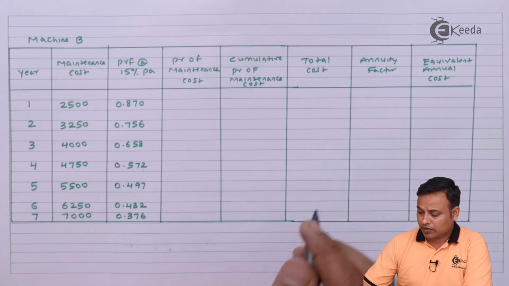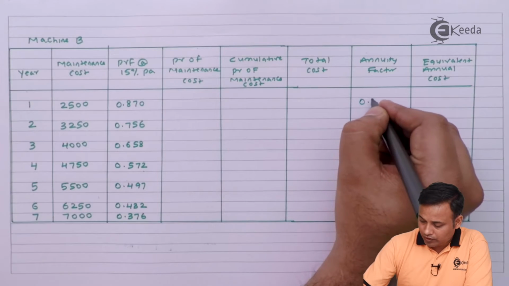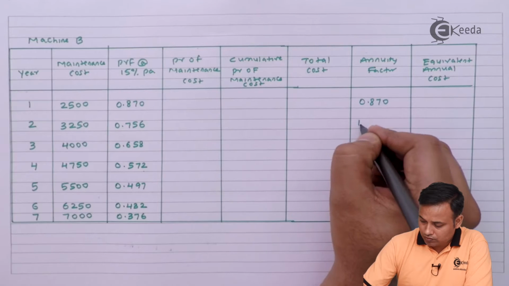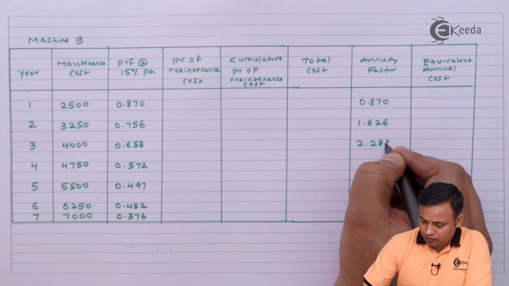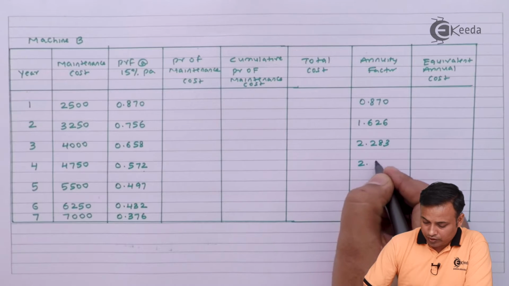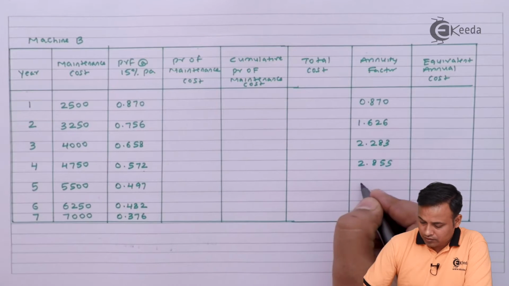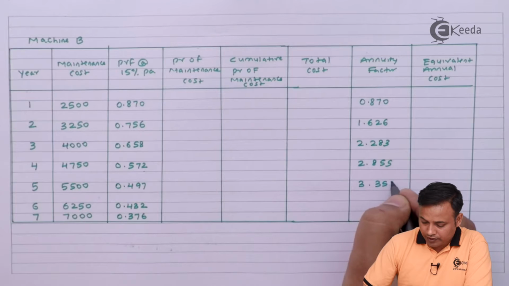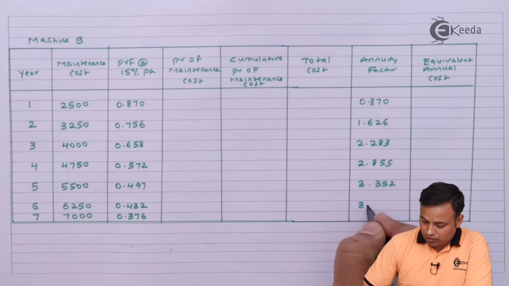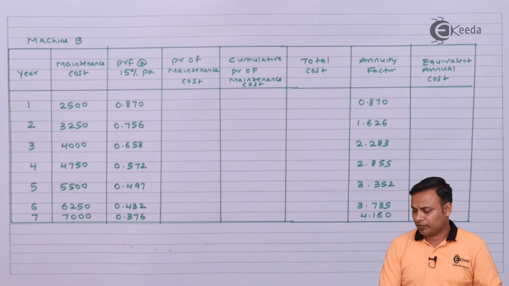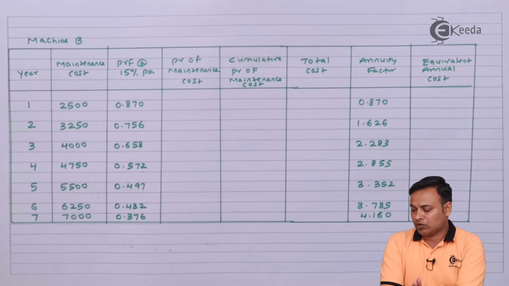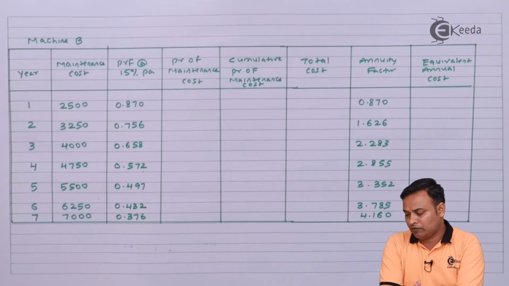Annuity factor वाले numbers मैं लिख लेता हूँ एक बार. 0.870, 1.626, 2.283 for the third year, 2.855, 3.352, 3.785, 4.160 राउंड ऑफ में लेता हूँ मैं. And now I will just work out the whole calculation similar to the previous table.